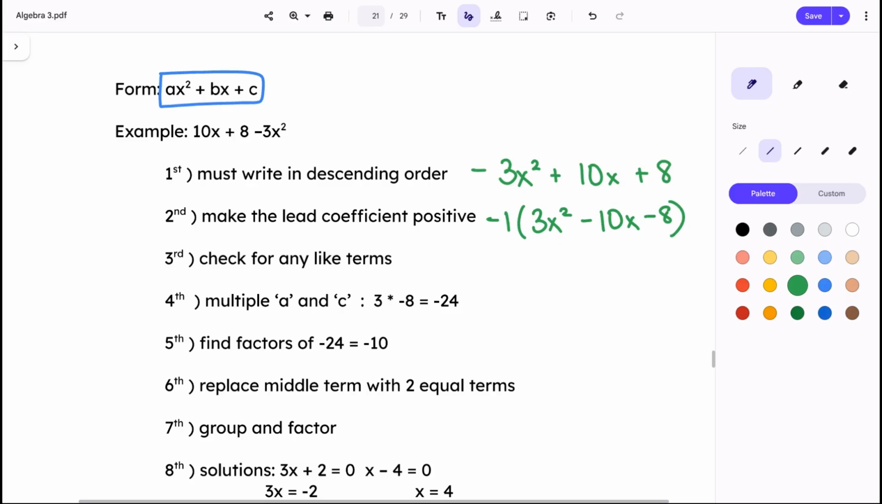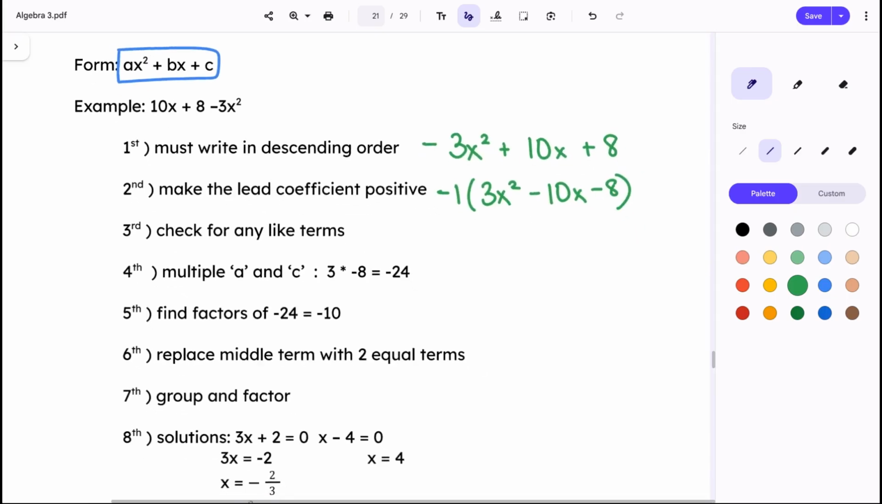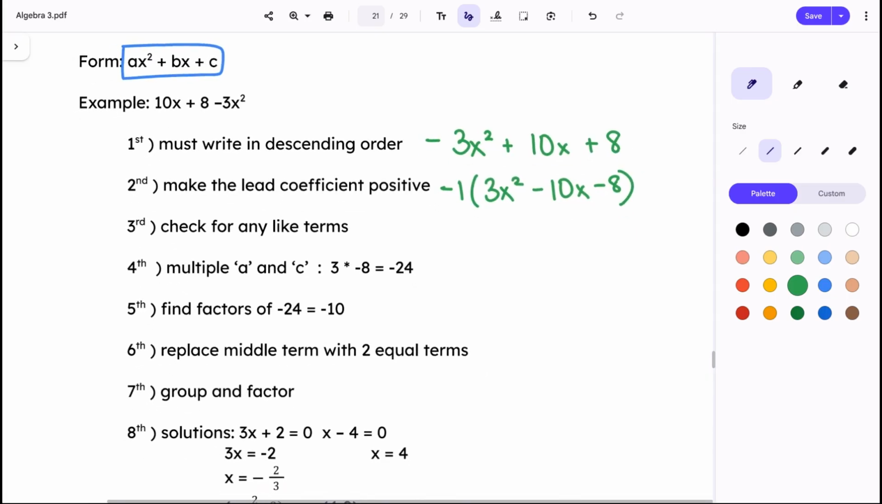Then I'm going to look, are there any like terms? I don't see anything for this one. Now to figure out how to factor this, it's not as quick as those last ones were. Remember how we started out factoring today? We were using grouping. So we're going to do that again. We're going to basically use grouping here, but there's a little bit more of a process to that.